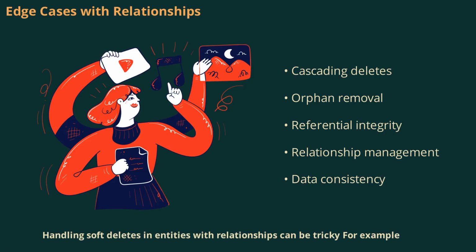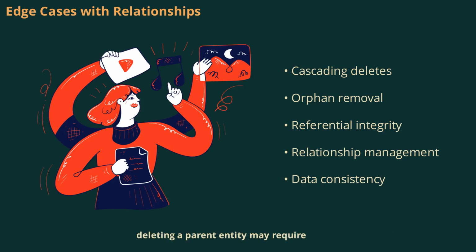Handling soft deletes in entities with relationships can be tricky. For example, deleting a parent entity may require updating child entities or handling orphan records. Interviewers often ask about edge cases, such as cascading deletes, orphan removal, and referential integrity. Be ready to discuss strategies for managing relationships and ensuring data consistency when soft deletes are involved.